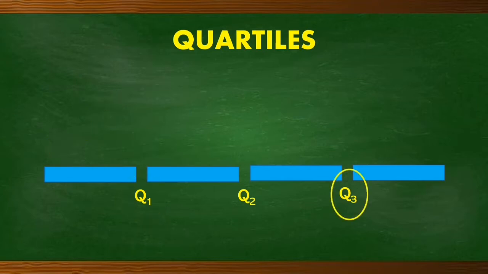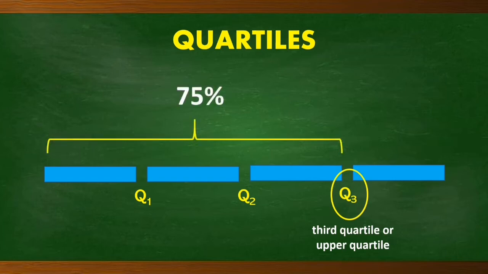The third quartile, or the upper quartile, is the median of the upper half of the dataset. This means that 75% of the numbers in the dataset lie below the third quartile.